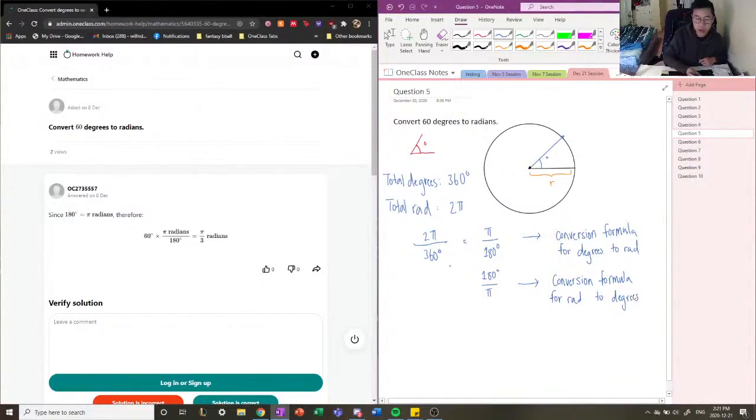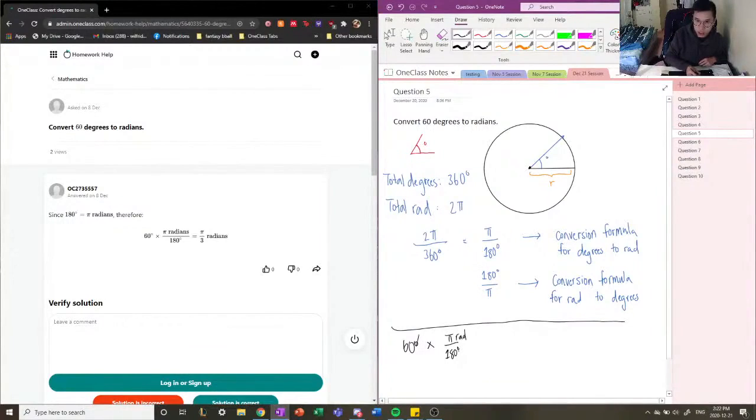Another rule of thumb is that you want to be canceling out the unit that you are converting from. Okay, so if we were to see it here in our example, we have 60 degrees and we want to convert it to radians. So we use this one, right? And why is that the case? Well, first of all, the unit that we're converting from is at the bottom, and the unit that we're converting to is at the top. Okay, so this is rad.